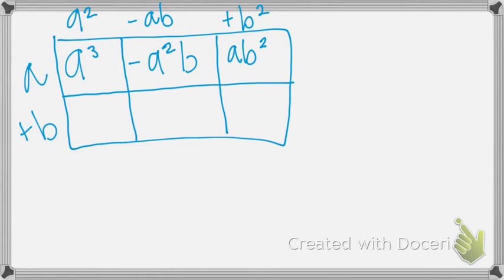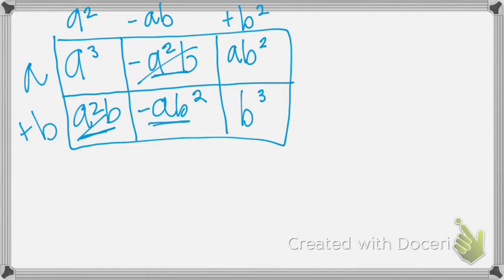A squared times B is A squared B. A negative AB times a B is a negative AB squared. And a B squared times a B is a B cubed. Now, we got to combine. Is there anything you can knock out? Here's a positive A squared B and here's a negative A squared B. So can I cancel those out? Yep.